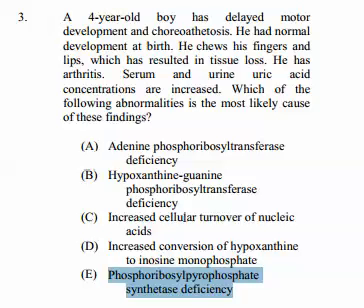Mutations that lead to loss of function in ribose phosphate diphosphokinase result in Charcot-Marie-Tooth disease and Arts syndrome. So once again, the answer here is B, hypoxanthine guanine phosphoribosyl transferase deficiency.